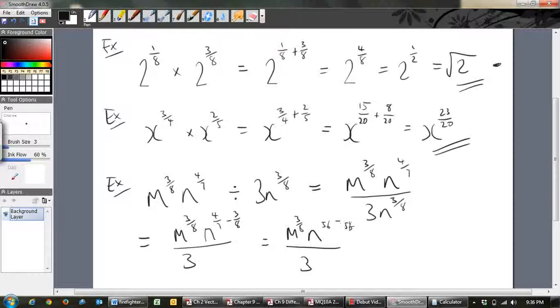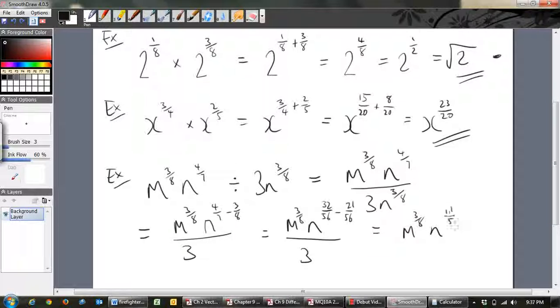Why did I get into this? 56 minus 56. I've sort of jammed up here. 7, we multiply that by 8 to get to 56. And so 4 times 8 is 32. Here 8, we've multiplied that by 7, so that'll be 21. So this is equal to m to the 3/8 n to the 32 minus 21 is 11/56. Oops. I accidentally pressed the button on the pen. Over 3. And that's your answer.